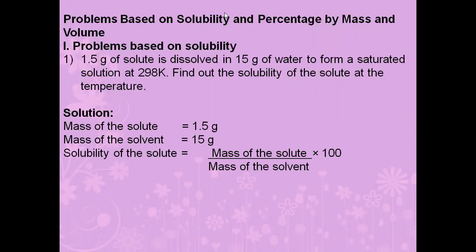The formula: solubility of solute equal to mass of the solute divided by mass of the solvent into 100. So 1.5 divided by 15 into 100. So 10 gram. The solubility of the solute is 10 gram.